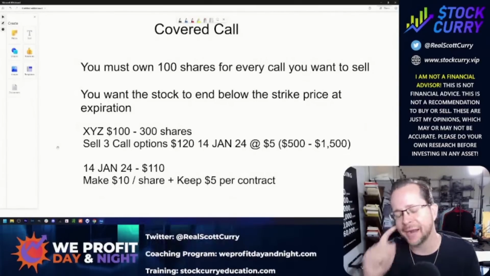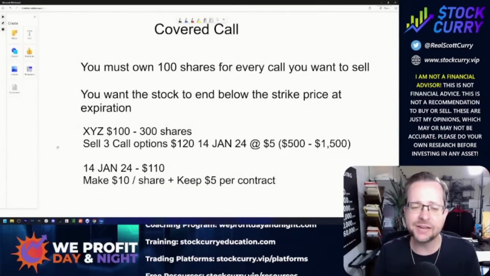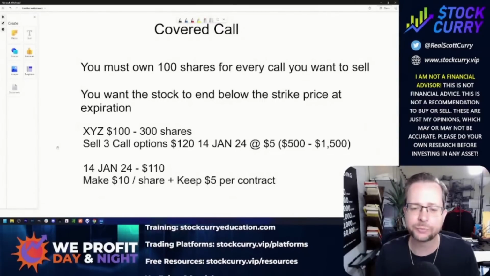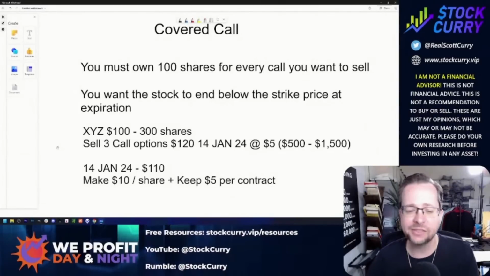The person that adds covered calls to their strategy, they make an average of 30%. Well, not quite. I take it back. You also have to add cash secured puts as well. But the person that does cash secured puts and covered calls, they make an average of 30% per year. This is why this is so powerful.